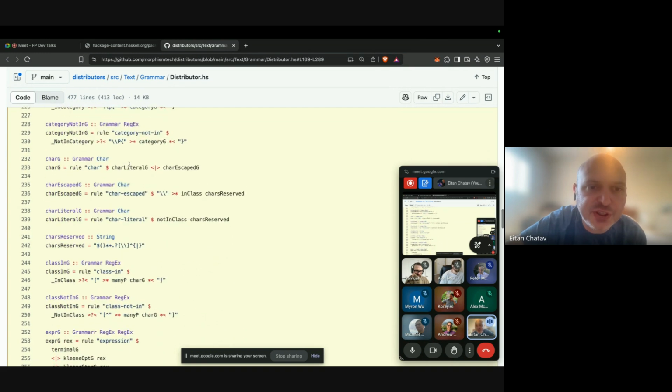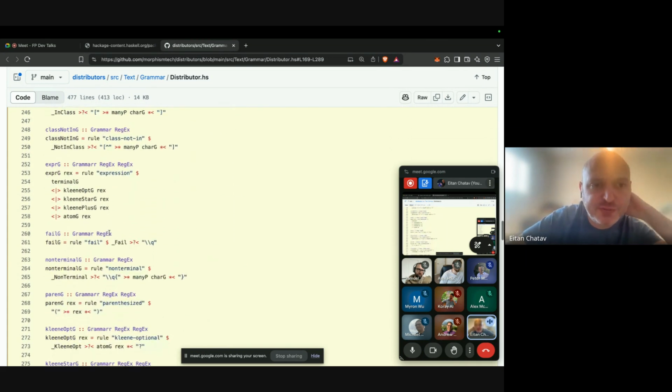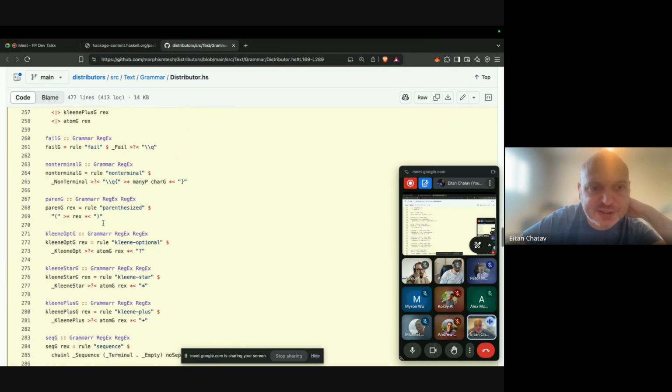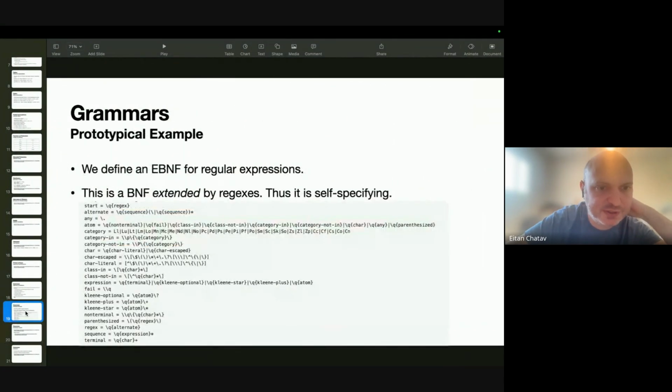And you can see here we have the rules for escaping and for literal characters. If we are in this reserved class, then we need to escape it. So we add a slash. And since this is Haskell, we need to escape a slash in Haskell. So this is actually just a single slash, and then in char's reserve, and so on and so forth. And these are all just following exactly how the grammar looked over here.